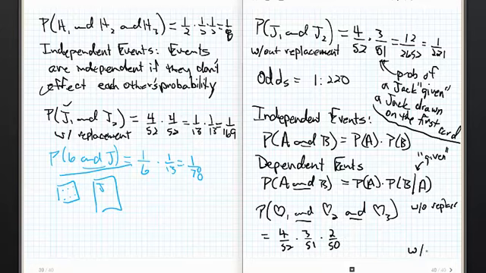However, if it's with replacement, then it's going to be 4/52 times 4/52 times 4/52, because I keep sticking that card back in, or 4 out of 52 cubed.